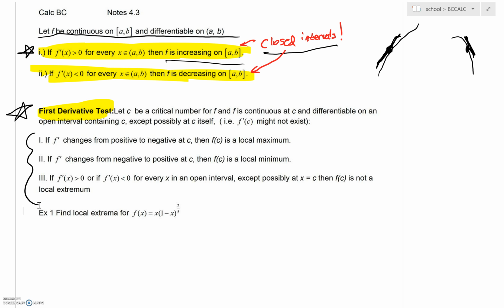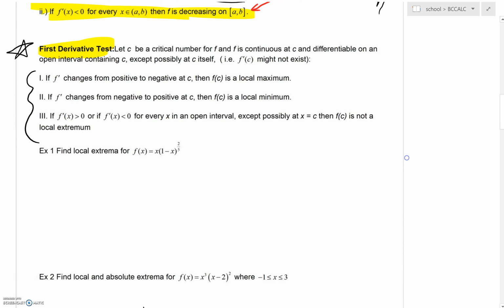If the derivative, f prime, changes from negative to positive at x equals c, then f of c would be a local minimum. Finally, if f prime does not change sign, if it's always positive or negative, except possibly at x equals c itself, then we do not have a local extremum. We don't have a local maximum or a local minimum. Let's see this in action and see what exactly is happening.